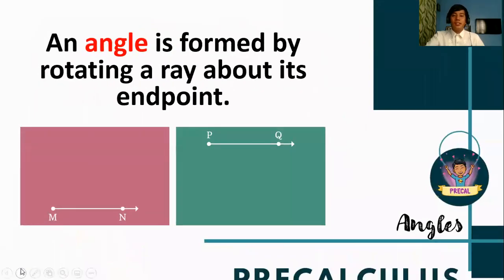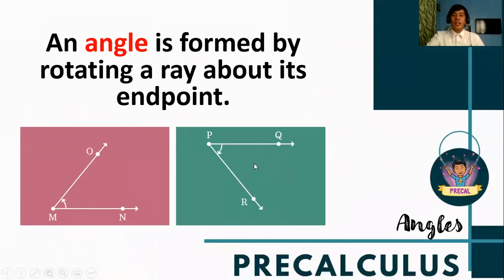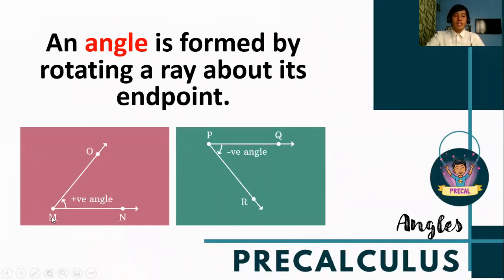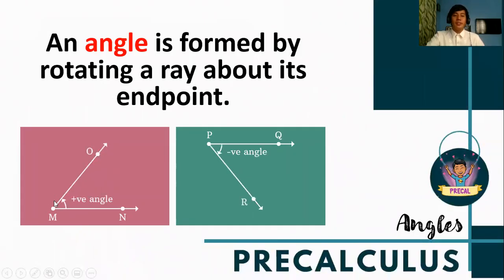So an angle in trigonometry is formed by rotating a ray about its endpoint. Observe how these angles rotate. So there are two possible rotations. It could be from the initial side going to a terminal side. The rotating ray is what we refer to as the terminal side, while the starting point of a ray is the initial side.